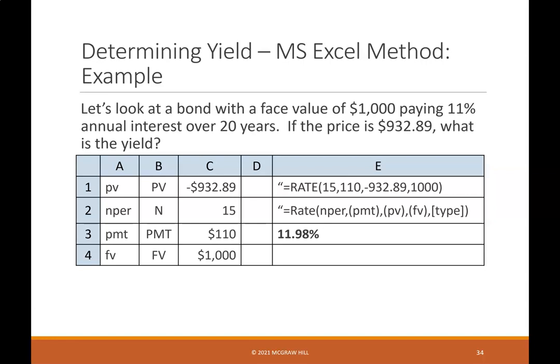Let's look at a bond with a face value of $1,000 paying 11% annual interest over 20 years. If the price is $932.89, what is the yield? The present value is $932.89. The number of payments is 15. The payment, so that's the interest, is 1,000 times 11%, so it's 110. And the future value or face value is 1,000.